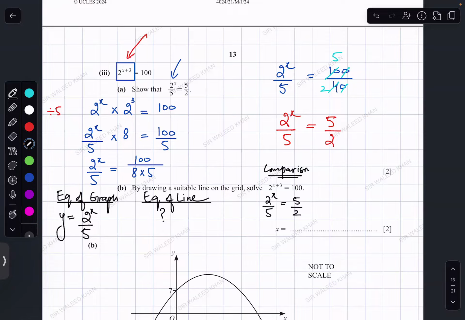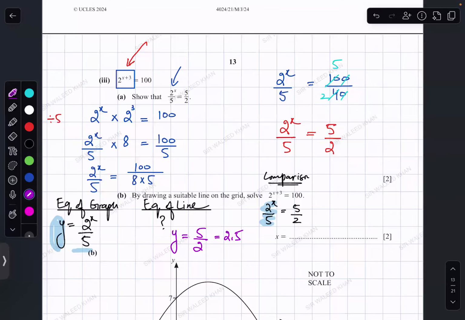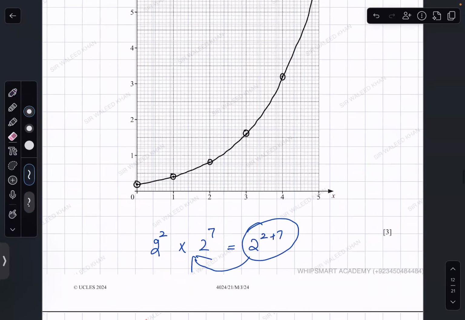Now it's the same case. I have to match the left-hand side of comparison equation with the right-hand side of the equation of graph. It's already matched, so I can replace it with y. So this becomes y is equal to 5 by 2 or 2.5. That means we have to draw a line at 2.5, a horizontal line at 2.5, and see where the solutions are. Right? To solve it, I have to see where the line and the curve are intersecting. 2.5.